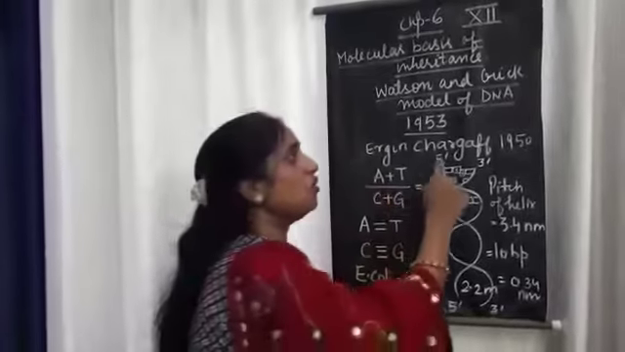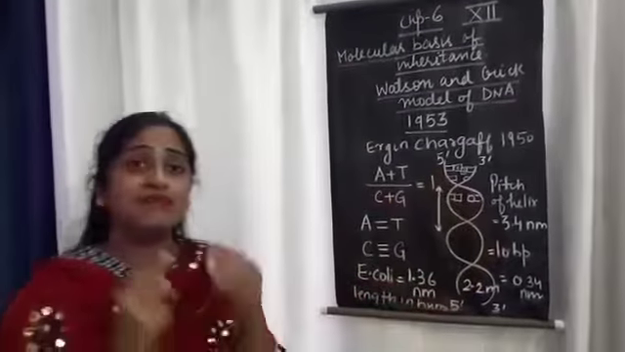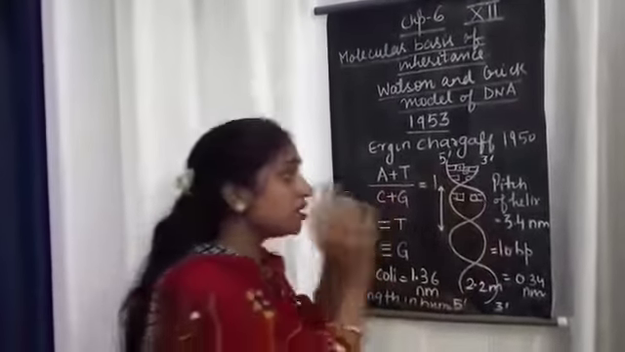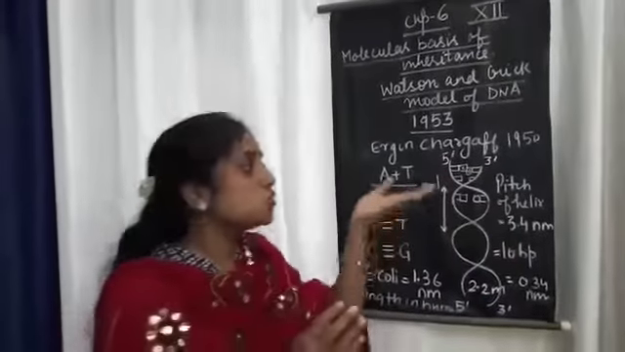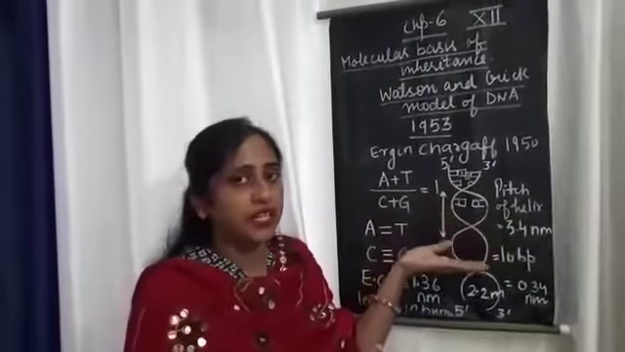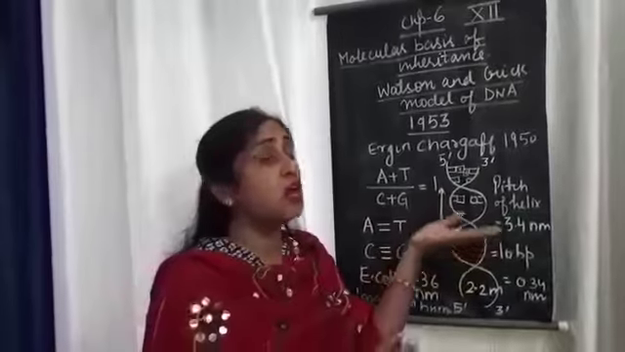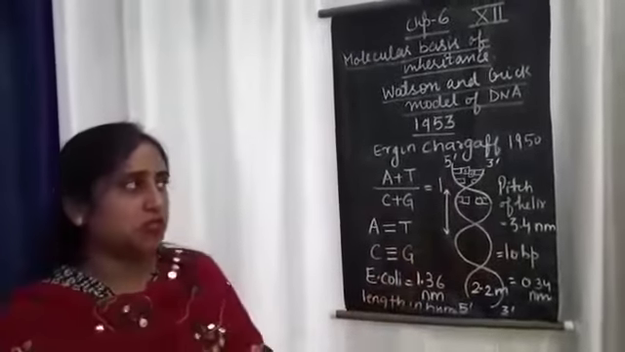Because as you know, these phosphate bonds are negative in charge. So there must be some positive entity to give more stability to this DNA molecule. That will be the histone protein. We will be learning more about the histone protein.